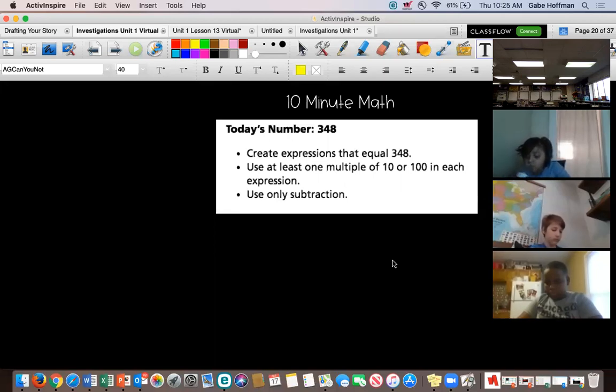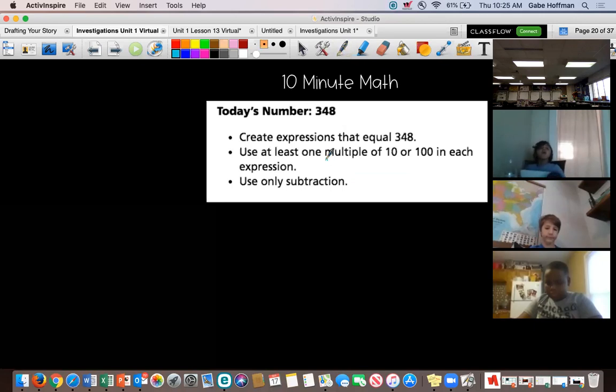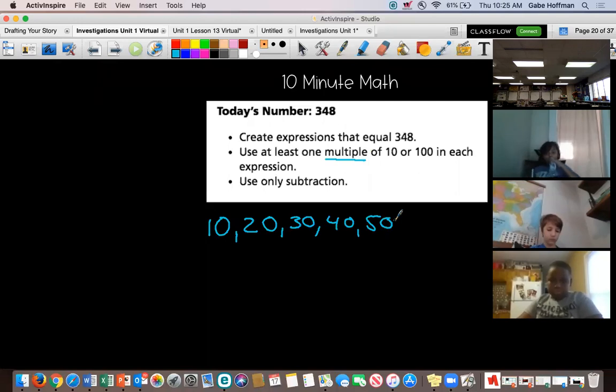All right, so for our rules today, you have to use at least one multiple of 10 or 100 in each expression. And I think the word multiple might be confusing for some people. So a multiple of 10 means that if you count by tens, you can get to that number. So like 10, 20, 30, 40, 50, and so on. These are all multiples of 10 because I can count by 10 and get these numbers, or I can multiply something by 10 to get those numbers.